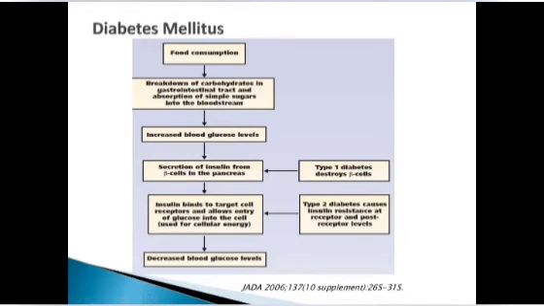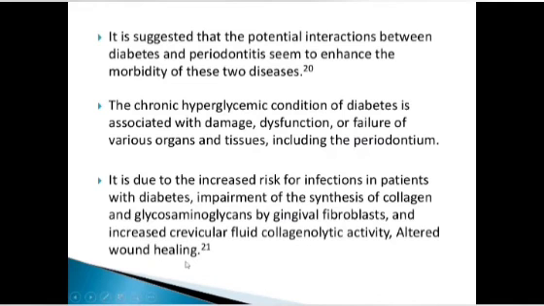Now, diabetes mellitus: food consumption, breakdown of carbohydrates in the GIT, and absorption of simple sugar into the bloodstream. Increased blood sugar level causes secretion of insulin from B cells in the pancreas. In type 1 diabetes, these B cells are destroyed. Insulin binds to target cell receptors and allows entry of glucose into the cell to be used for cellular energy. In type 2, there is insulin resistance at the receptor and post-receptor levels, thus decreasing the uptake of glucose.